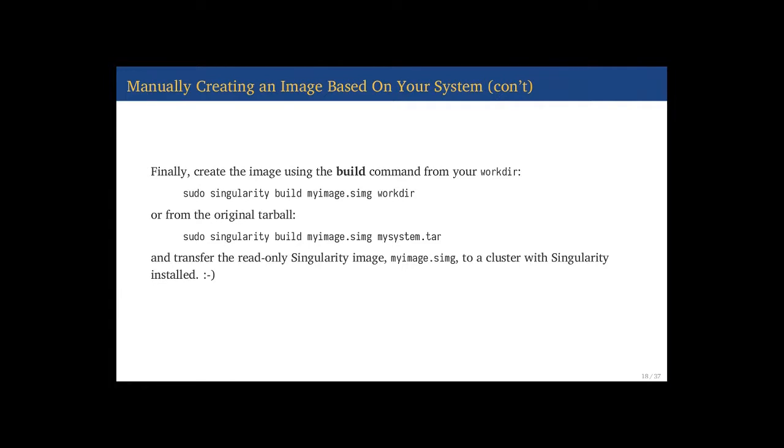If you didn't make that working directory and you had the original tarball, then the line after that is how you do it. Singularity build, put your image, and then you put the tarball. Okay, and then when you're done, upload that image to the cluster you're using that has Singularity installed, and you are in business.